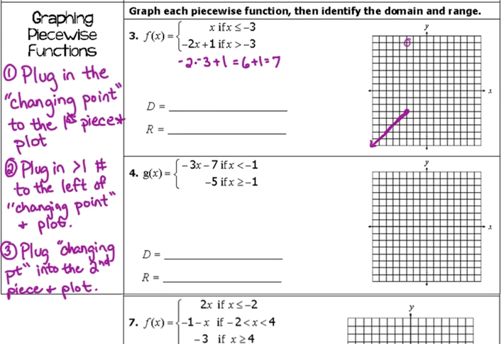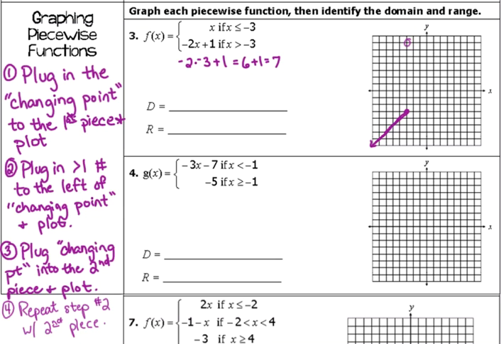Okay, make sure you have an open circle there. Make sure that I can tell the difference between an open circle and a closed point. Okay, I'm going to repeat step 2 with the second piece. So this time I'm picking a number to the right of negative 3.